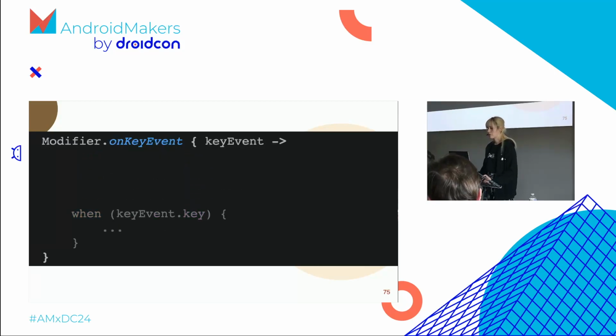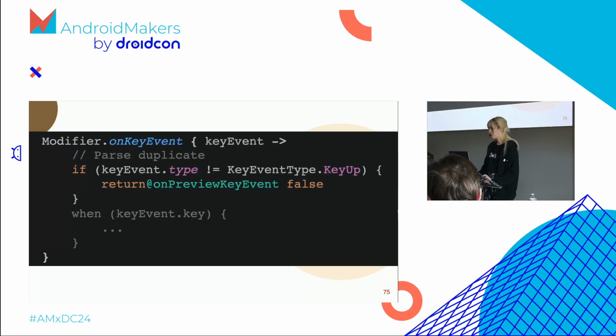And here too, don't forget also to parse the duplicates before handling the keys. And you used the key up key event type, just like we saw earlier, actually. And now you can finally handle whatever you wanted.